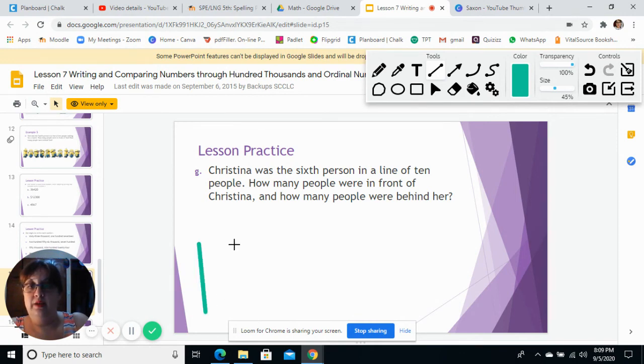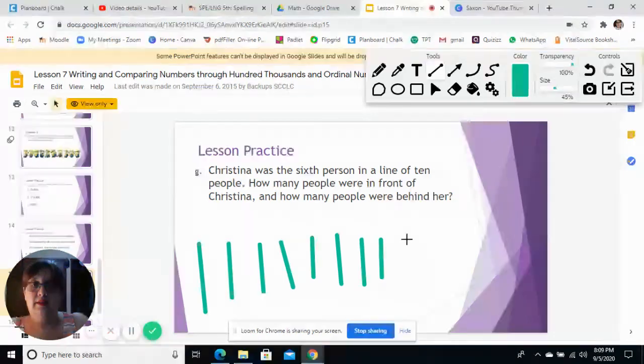1, 2, 3, 4, 5, 6, 7, 8, 9, 10. Okay, you don't need to draw people. You can draw stick people if you want to, but you don't need to. You can draw lines just like me. So we have 10 people.